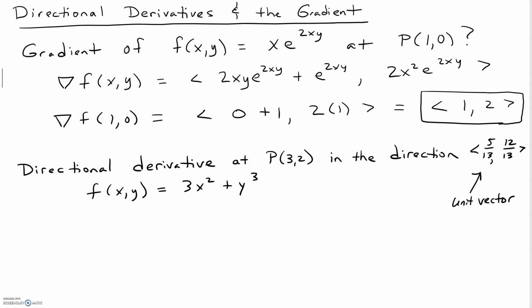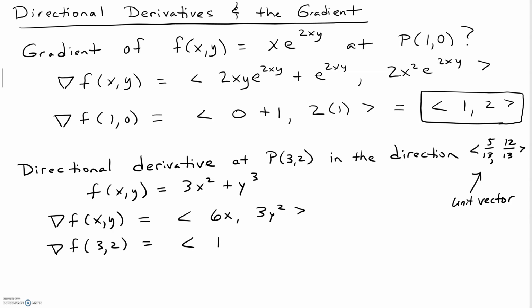It's already one. Again, we'll find our gradient by taking our partial derivatives with respect to x and with respect to y. And we'll evaluate it at our point, 3, 2. Obtaining 18 and 12. You might want to check my arithmetic.